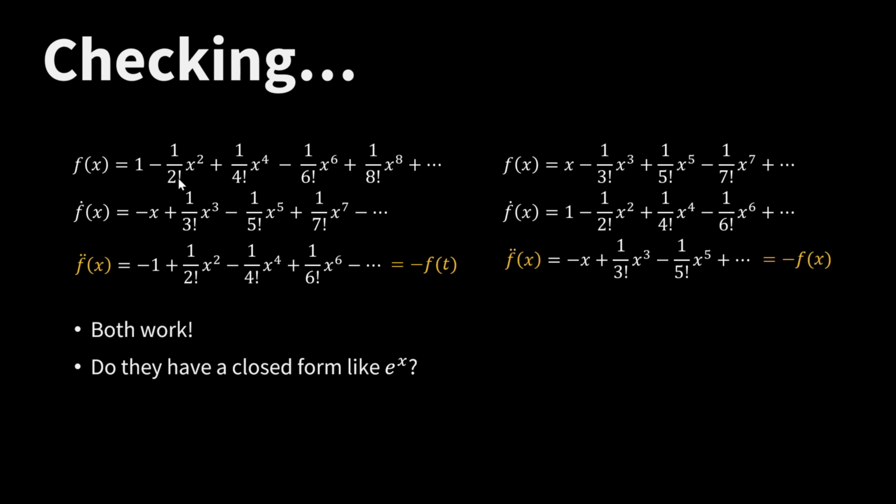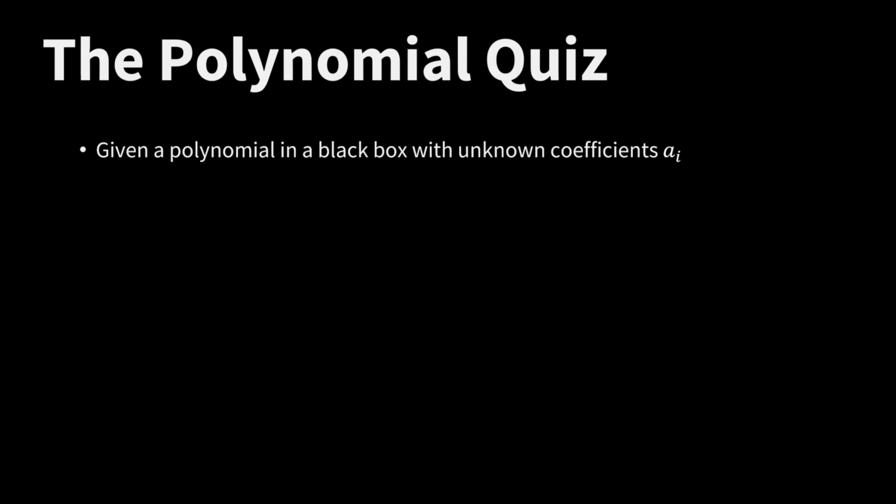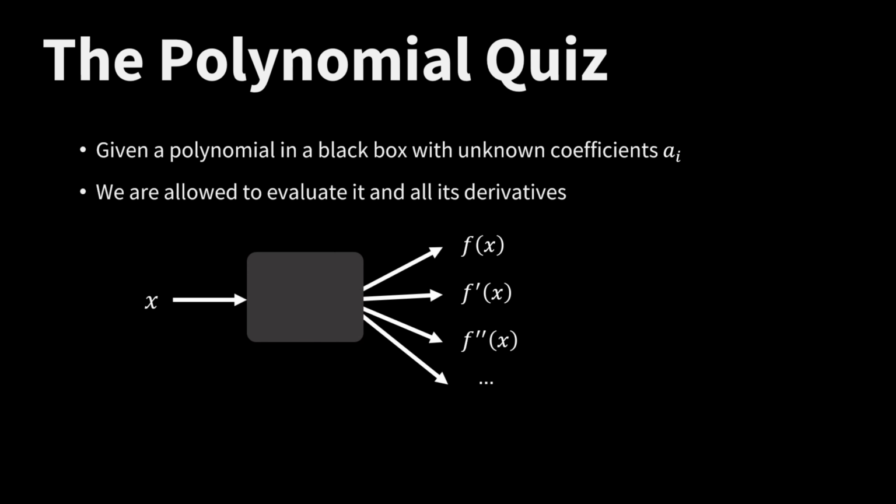Now the question is, do these two polynomials also have a nice closed form like the polynomial that approximates e to the power of x? Do they have a deeper meaning and interpretation? To answer this question, we play a little game, the polynomial quiz. Let's say we are given a polynomial in a black box with unknown coefficients a_i. We are allowed to evaluate this polynomial and all its derivatives. Can we recover the coefficients?